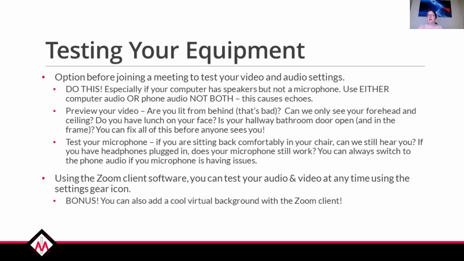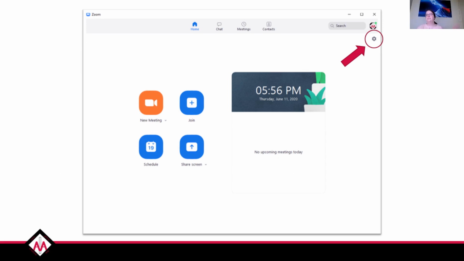Again, using the Zoom client software, you can test your audio and video at any given time using the little settings gear icon. This is also where you can add virtual backgrounds to your meeting or to your own little area. That's an advanced technique, I would call it. When I reference the Zoom client software, this is the dashboard that it gives you. It's its own program that pops up, and this is the little settings gear icon. It's not totally obvious, but that's where you go to get your settings.